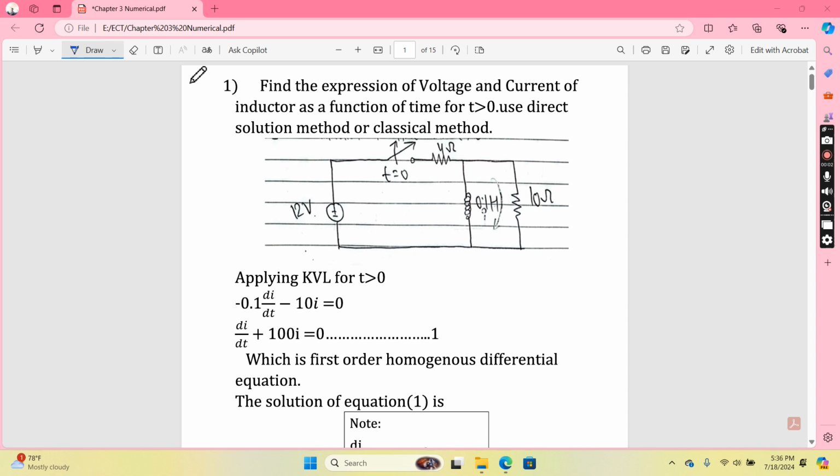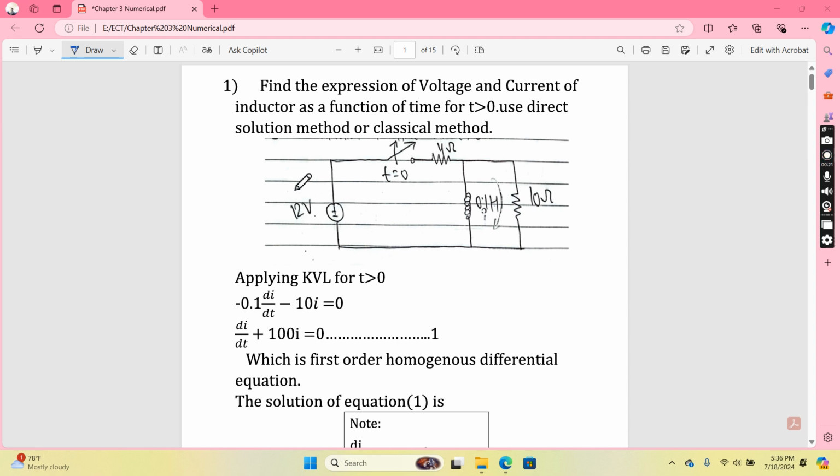Today we are going to solve the numerical of chapter 3. Here we have numerical question number 1 as given on the screen. Find the expression of voltage and current of inductor as a function of time for t greater than 0. Use direct solution method or classical method. Direct solution method and classical method are both the same.